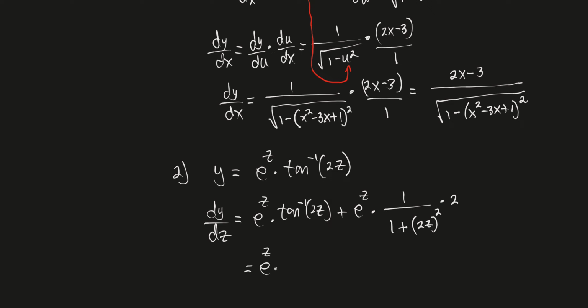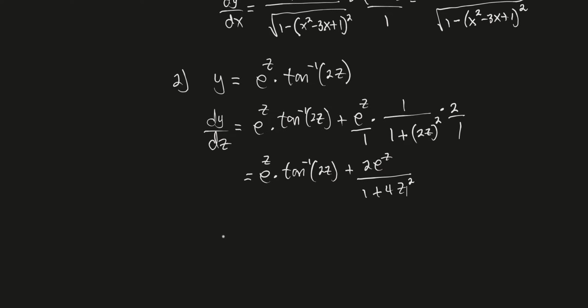We have e to the z times the arctangent of 2z plus, now as far as the fraction here, we have an e to the z and we have a 2, and all these numerators are being multiplied, so that's 2e to the z, and then it's over 1 plus. Now this is a lot easier to simplify than this quadratic squared that we had earlier. Well, the quantity 2z squared is 4z squared, right? And that's our derivative.